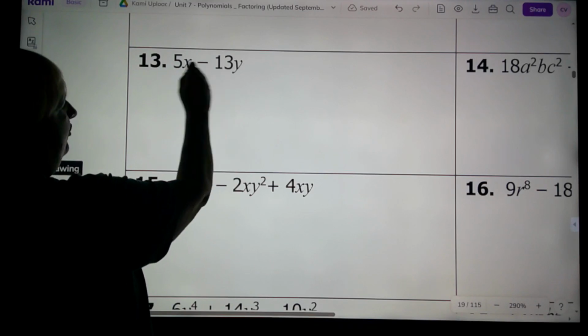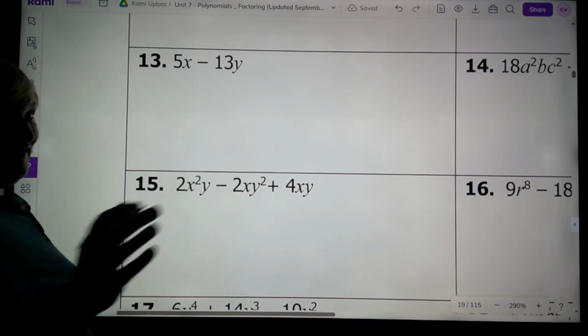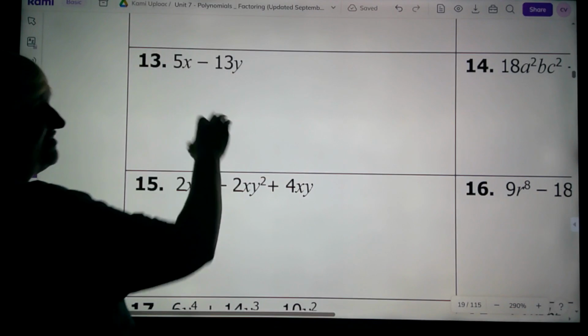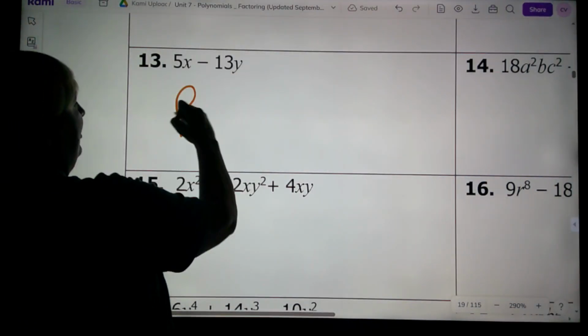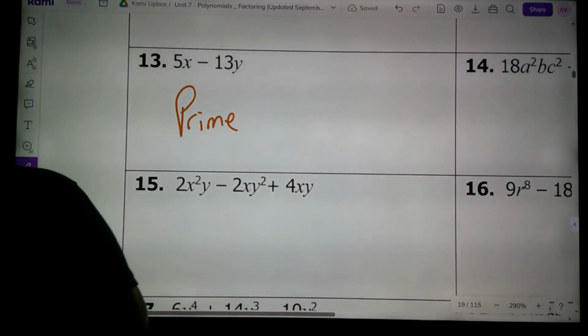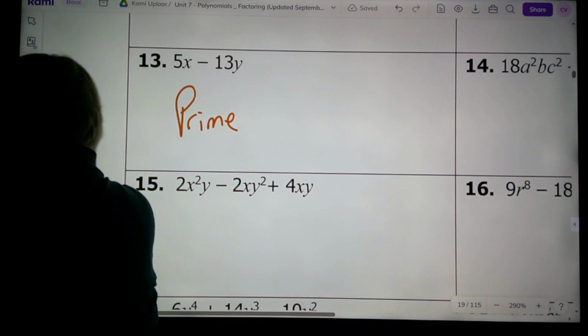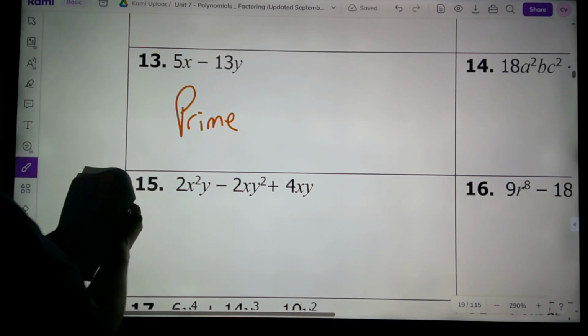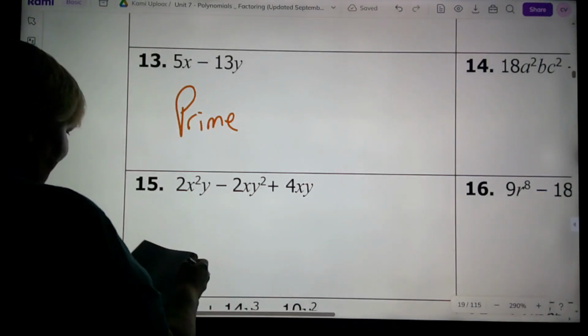They have no coefficients in common. They don't have any factors in common. Their variables have nothing in common. This is prime. There is nothing I can factor out. Nothing. Right? Yep. Yeah. I like being right. Anyways.